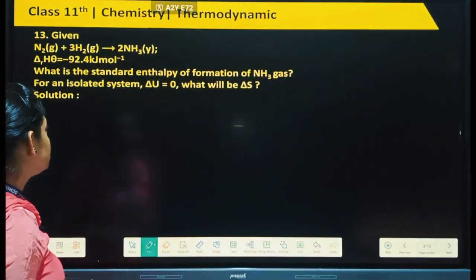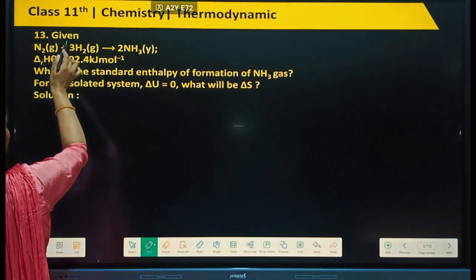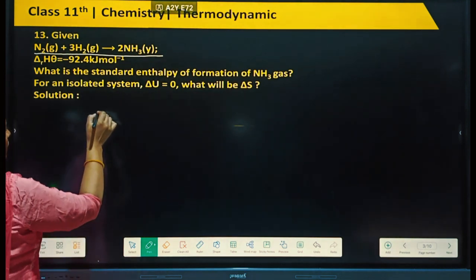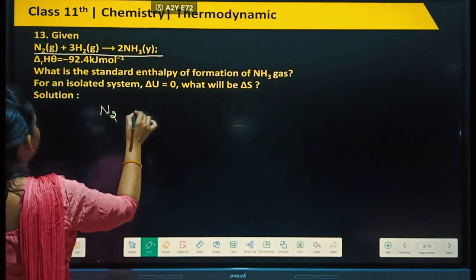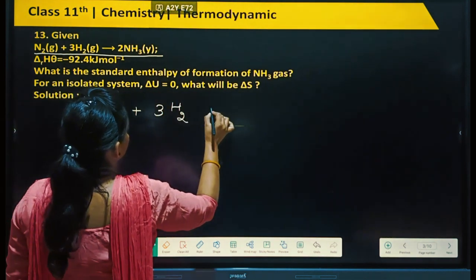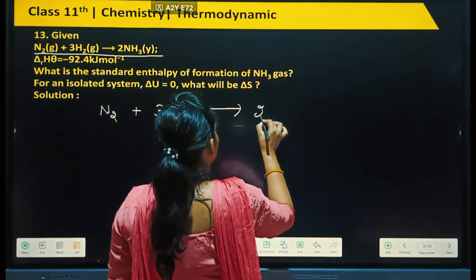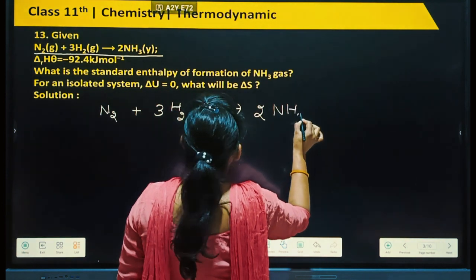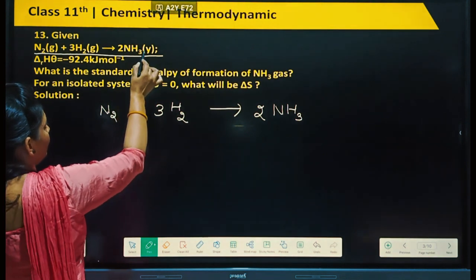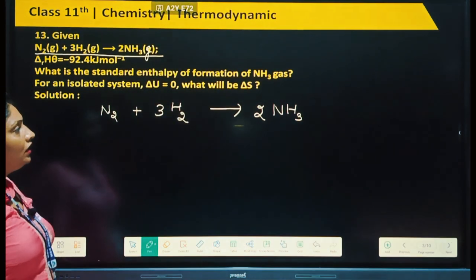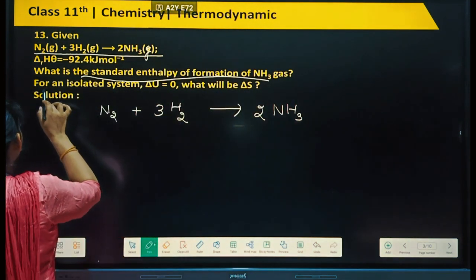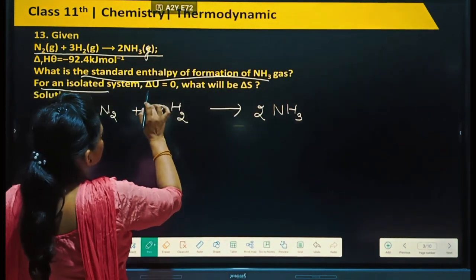So let's see the question. Our question is given. An equation is given to us, N2 plus 3H2 forming NH3, ammonia. Students, what is the standard enthalpy of formation of NH3 gas?